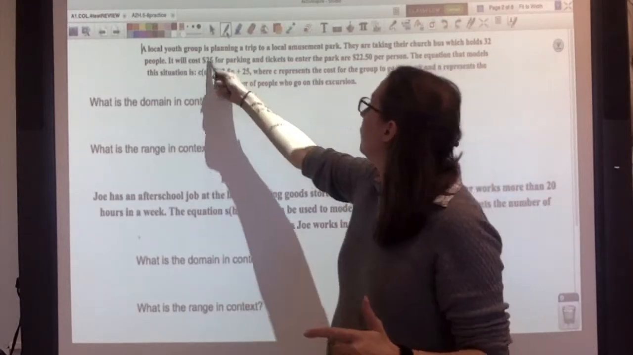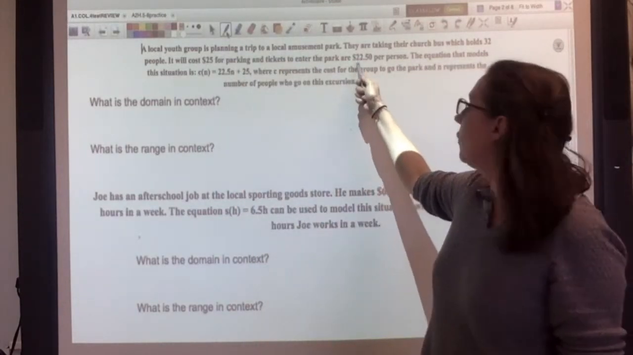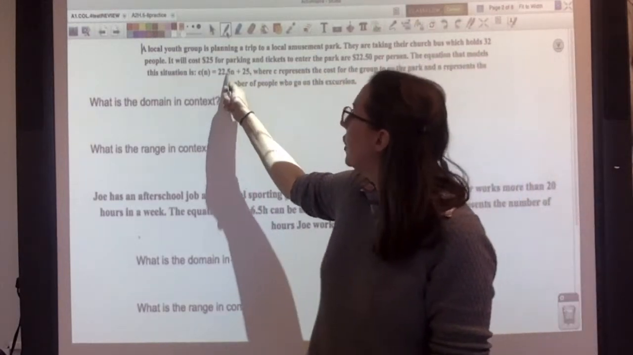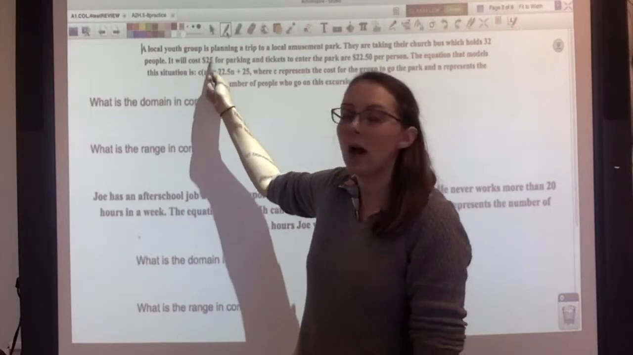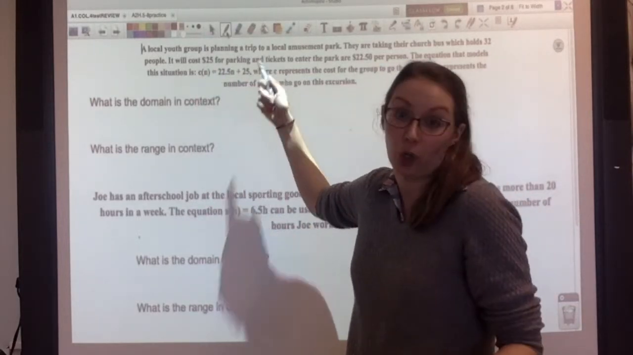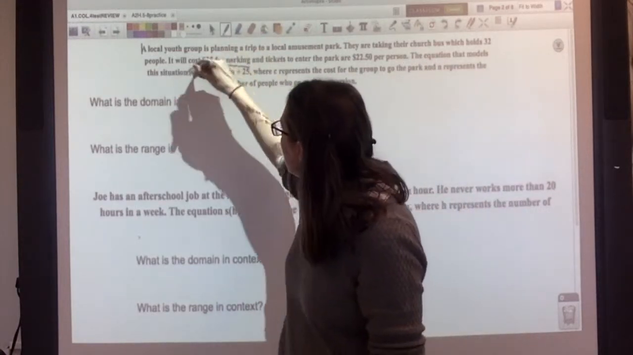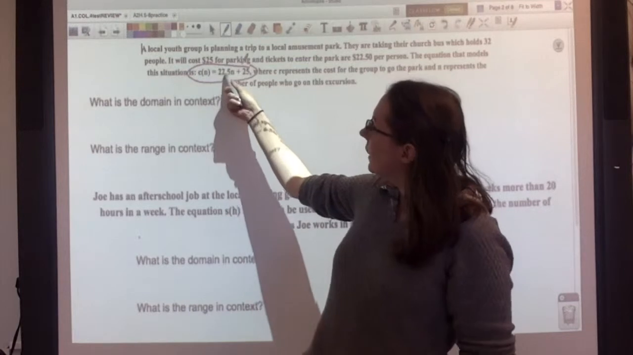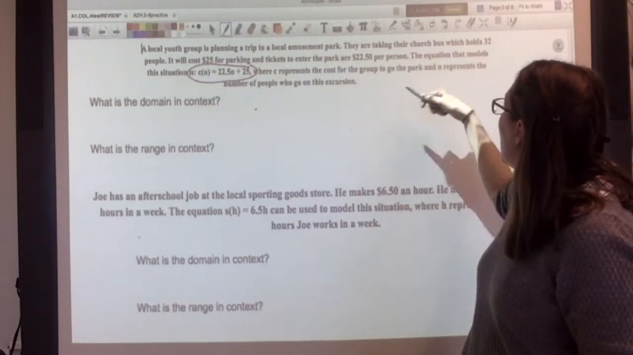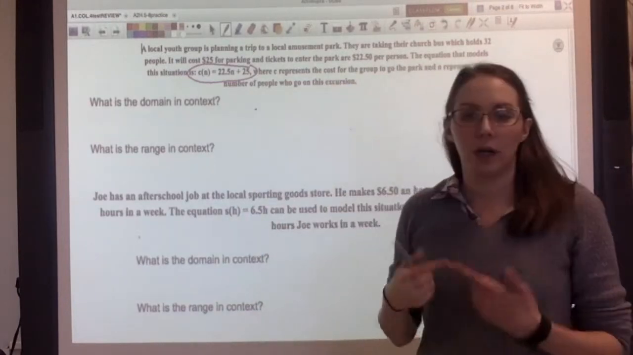The 2 pieces of information we would use for that are these 2, okay? But luckily they wrote it for you. Recognizing that this is $22.50 per person, they put it as our slope. And then 25 for parking, that happens once. That's going to be our y-intercept, where our cost starts, our initial amount. So here's our equation. It's written in function notation. C(n) = 22.50n + 25, where C is the cost to go and for parking, and n represents the number of people who are going to attend.